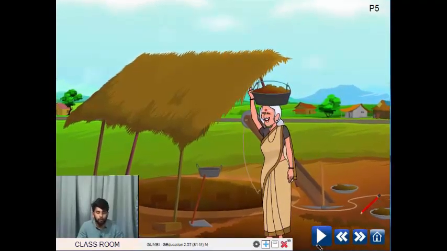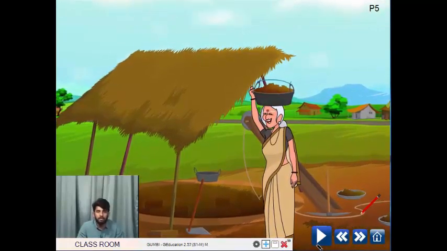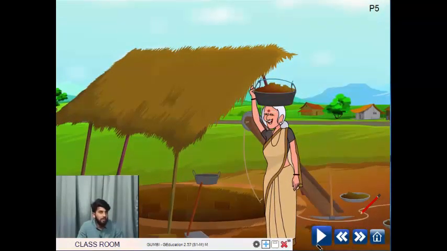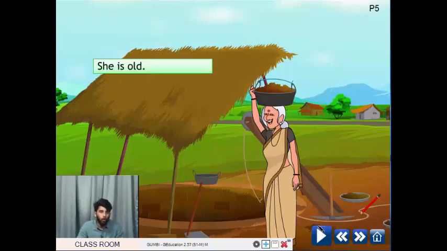Alright, now one more example. What can you see on this screen? Yes, you can see an old woman there. How is she looking? She is old. Okay, she's old, but look at her, she's carrying such a great weight.